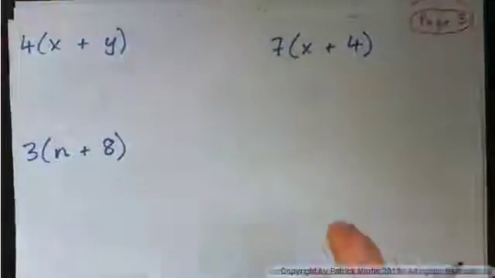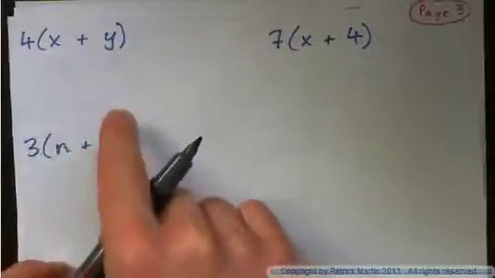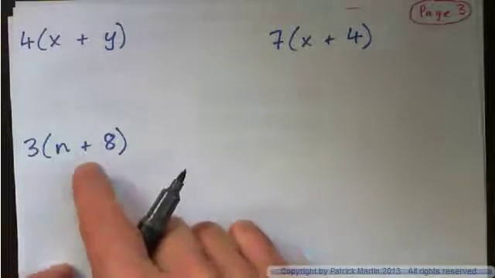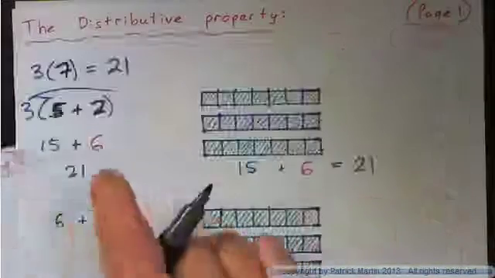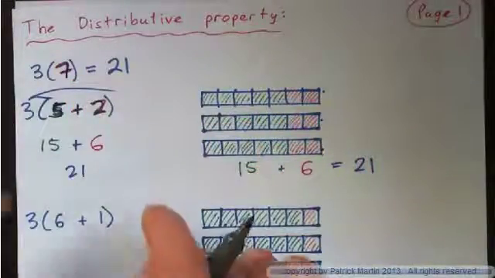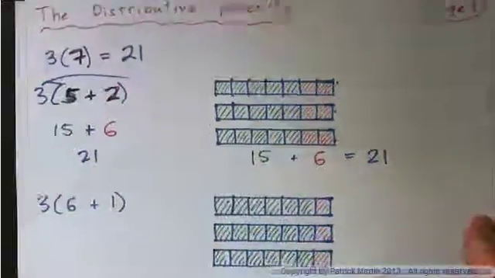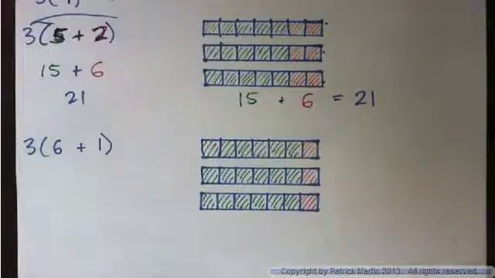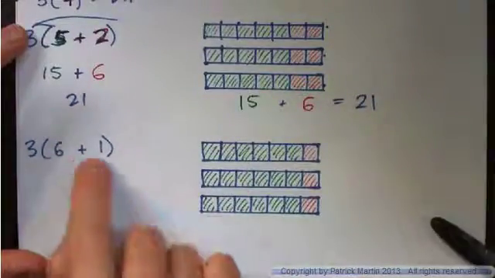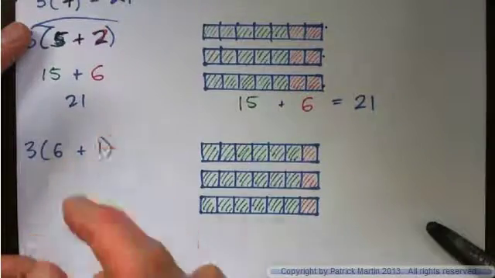Only because on page 3 and in algebra we have to deal with letters, and so we actually do have to use the distributive property when we have letters. It's not necessary for numbers, obviously. We could have just done 3 times 7 is 21, but this is just showing you why it works. So like 3 times 6 plus 1 is another way of writing 3 times 7. What's 6 plus 1? It's 7, and 3 times 7 is 21.